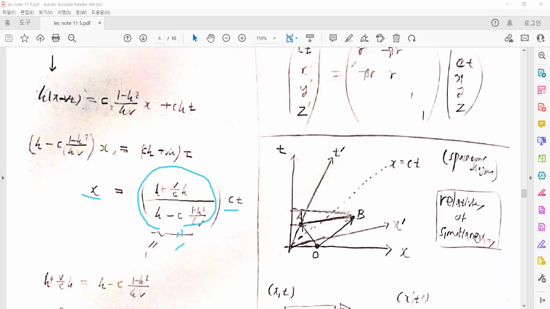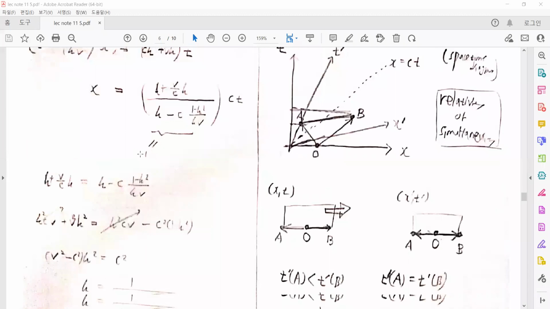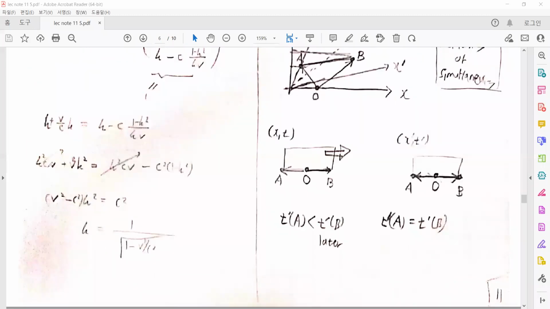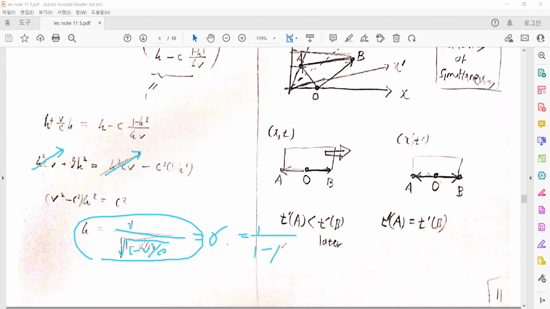So the numerator and denominator should be the same. If we solve this, the same terms, including k squared c, will disappear, and we can assign k, which is 1 over the square root of 1 minus v squared over c squared, the so-called Lorentz factor. We will set this as gamma, and beta is v over c. The Lorentz boost is what we get if we insert k in the x prime and t prime transformations.